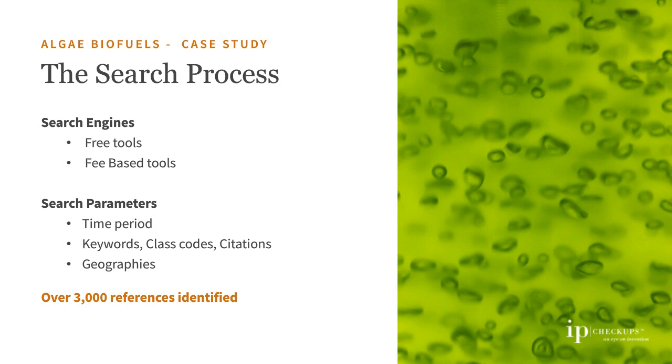This generates a set of keyword search strategies which are explored in either free or fee-based search engines such as Google, the U.S. Patent Office, the European Patent Office, or commercially available databases such as Questel or Clarivate. Citations and patent classification codes can also be searched. Depending upon the project's scope, searching can be limited by time frame, geography, or specific sections of the patent publication.